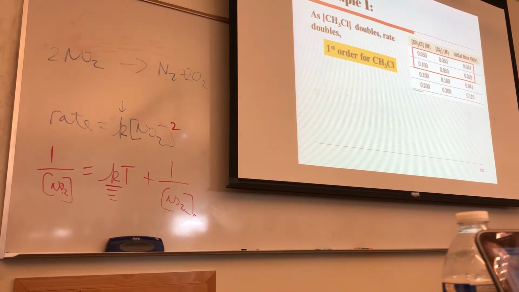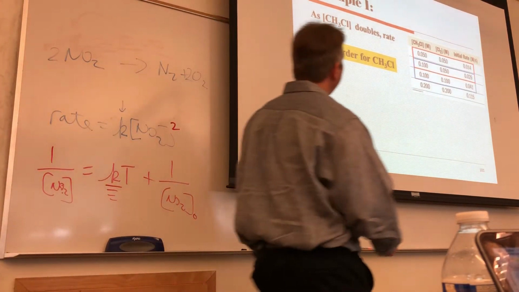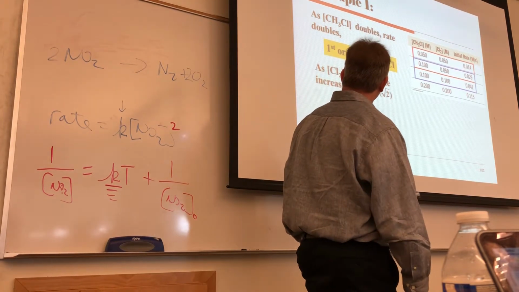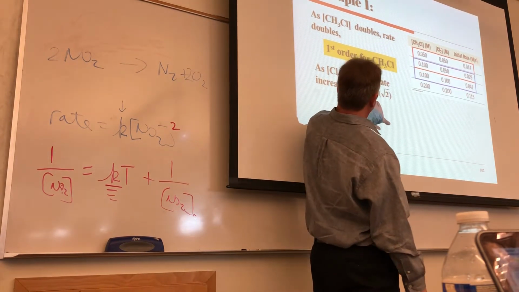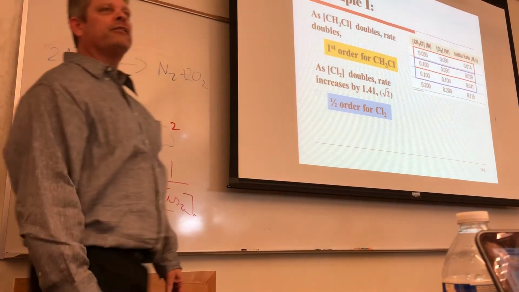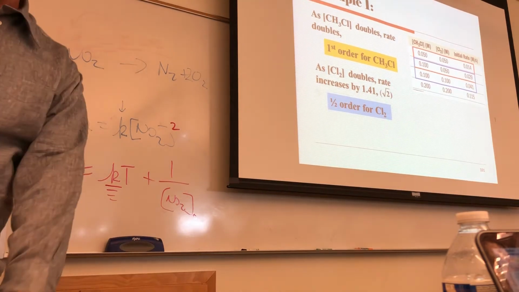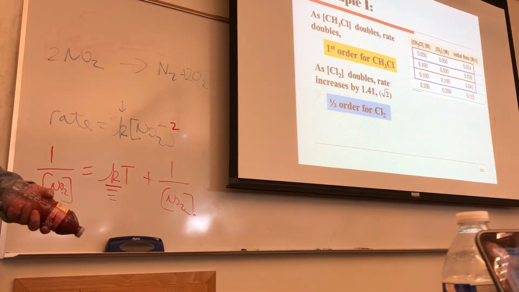Remember that little chart that I took you back to multiple times? So that's a half order. If I look there, as Cl2 doubles, the rate increases by 1.41, which is the square root, which means it's a half order for the Cl2. So based on that, what did this question ask us for, James? The rate law.